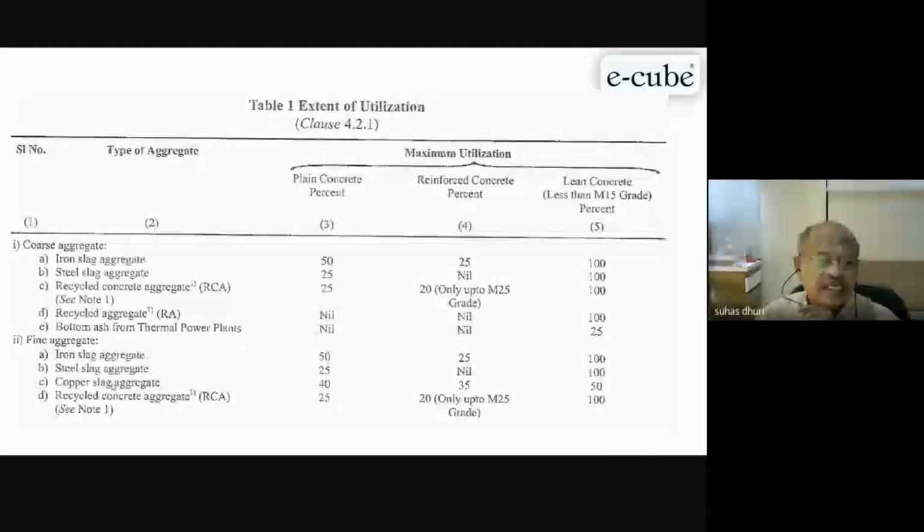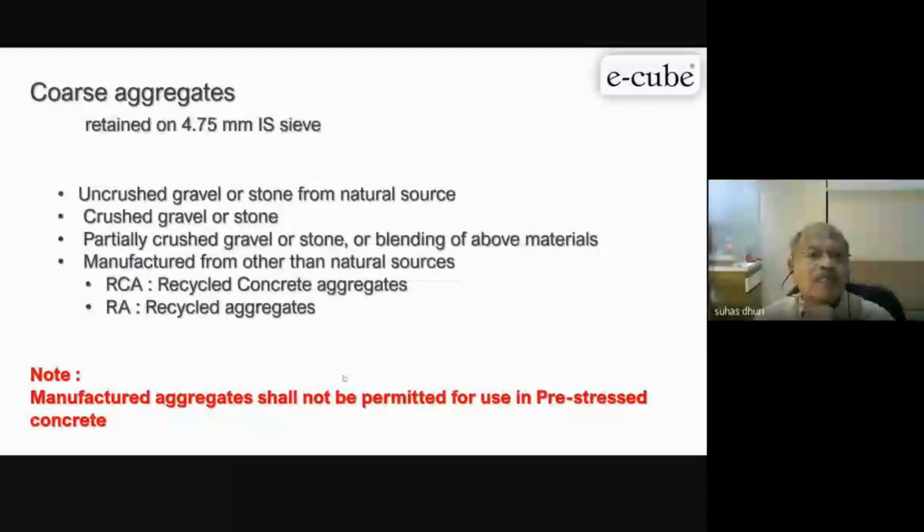Now, steel slag is available here in Mumbai also and can be used, but they have given how much to be used in RCC, how much to be used in plain concrete. That is very specifically stated in IS 383:2016. In the earlier version, this was not there. So now you can follow this and utilize it in your concrete. IS 383 has given this.